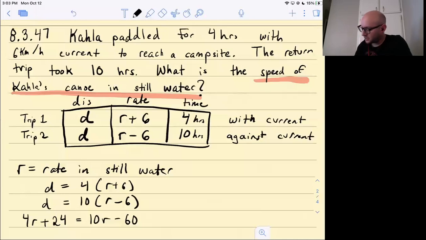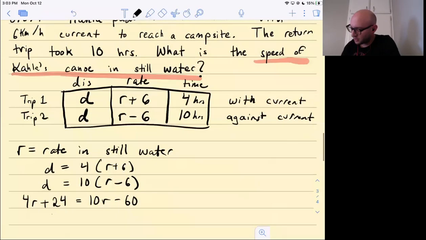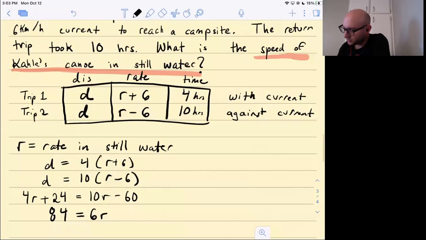And then adding over the 60, we get 84. 84 is equal to 6r. And this, let's see, 60. Yeah, this looks like r is going to be equal to 14 kilometers per hour.